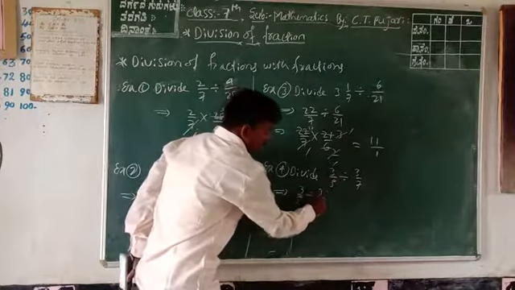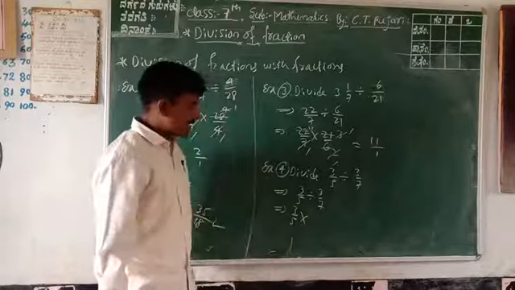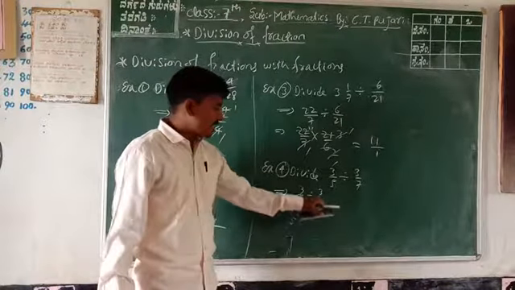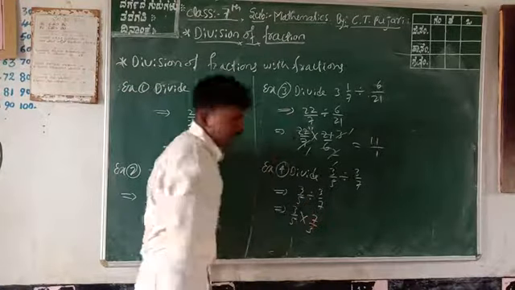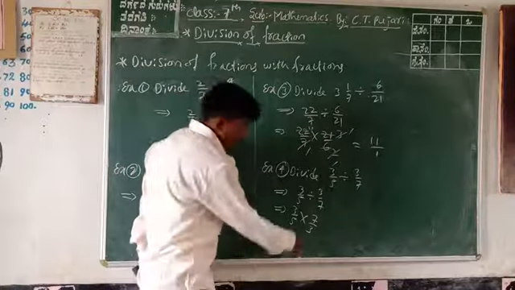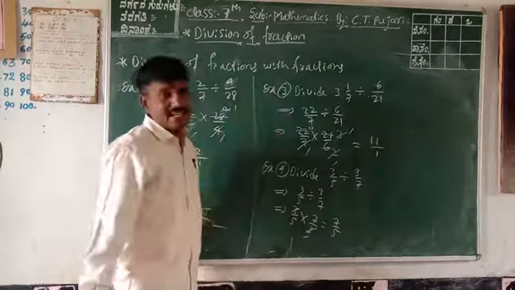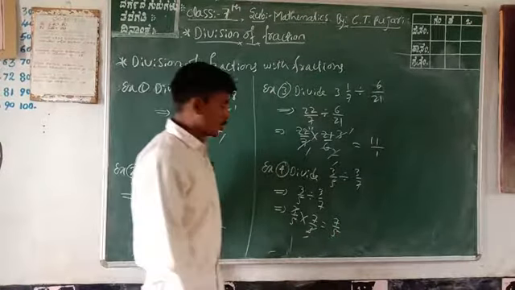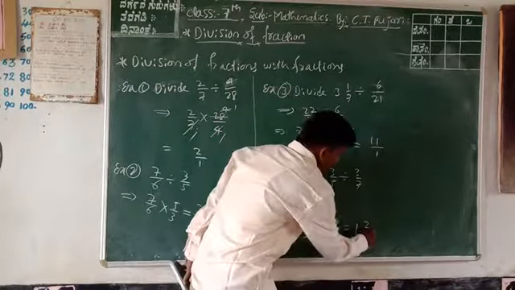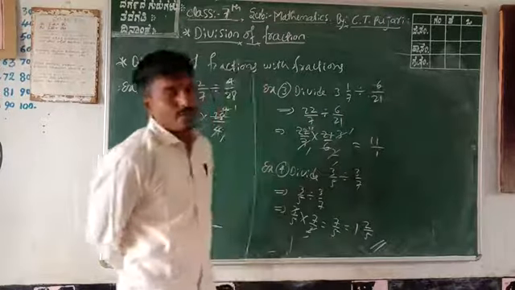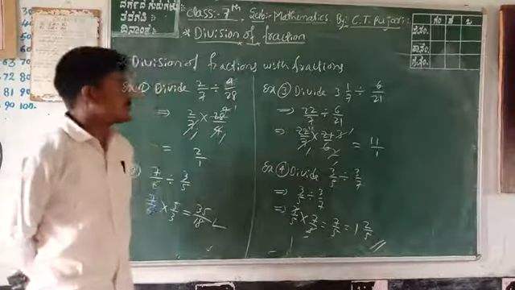Divide 3 by 7. Therefore 3 by 5 into, you can change the division into multiplication sign. Write the reciprocal of 3 by 7. Reciprocal of 3 by 7 means 7 by 3. Next, cancellation: 3 ones are cancelled. Therefore the answer is 7 by 5. You can write it as a mixed fraction also. 5 ones are 5, remaining 2. 1 integer 2 by 5 is your answer.